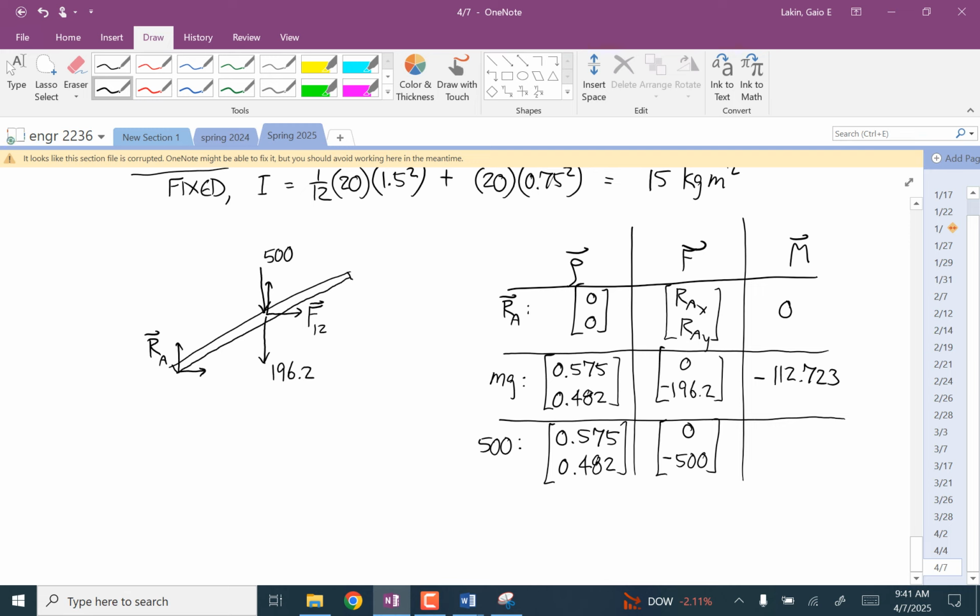Wouldn't it be easier to combine the 500 and mg into a single point force? Yes, but I didn't do that.